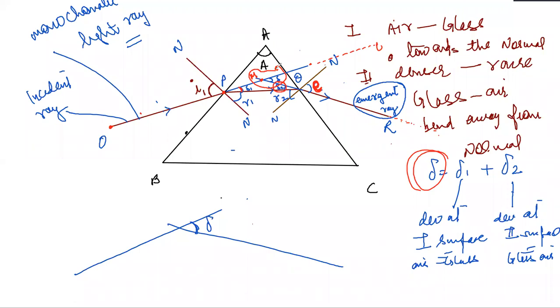Angle MPQ is the angle of deviation at the first surface. The amount of bending of light at the first surface is angle MPQ, and the amount of bending at the second surface is angle MQP. Delta 1 is at the first surface, delta 2 is at the second surface. The sum of these two is equal to delta. Delta is the sum of these two angles, and so we call this delta the total angle of deviation caused by the prism.